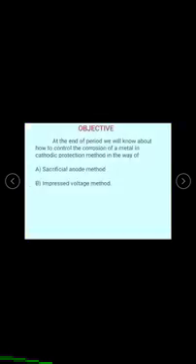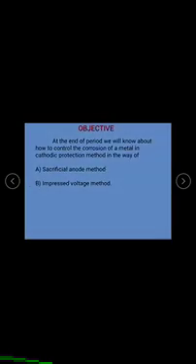Let us discuss in this period how to control the corrosion of a metal by cathodic protection methods: the sacrificial anode method and the impressed voltage method. Now let us discuss what the cathodic protection method is.